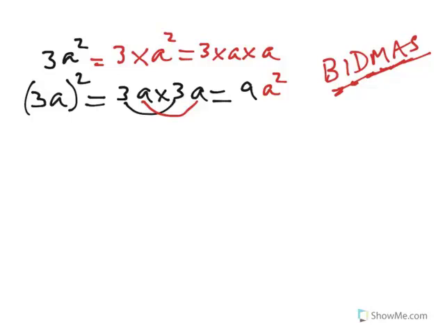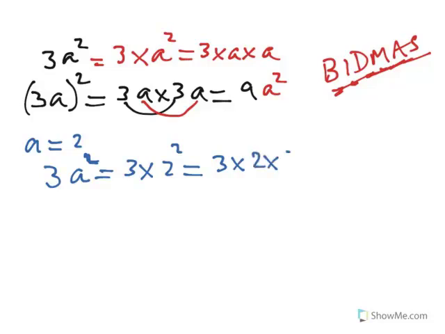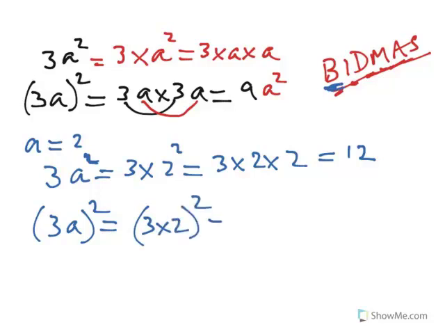Again, all we have to do really is put in a value for a, and you'll see the difference. So if a is equal to 2, 3a squared would be 3 times 2 squared. So it's 3 times 2 times 2. 3 times 2 is 6, times 2 is 12. If we do the 3a all squared, the brackets first, BIDMAS, so it's 3 times 2, and then we square it. 3 times 2 is 6, 6 squared means 6 times 6, which is 36. So there's quite a difference between them.